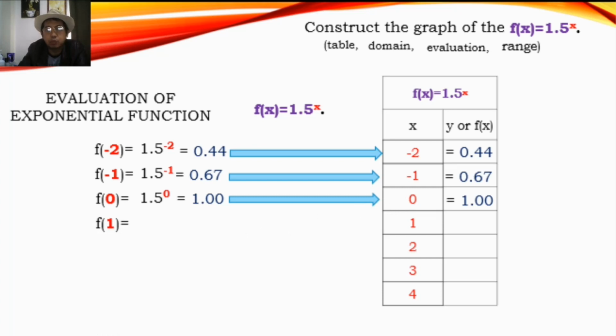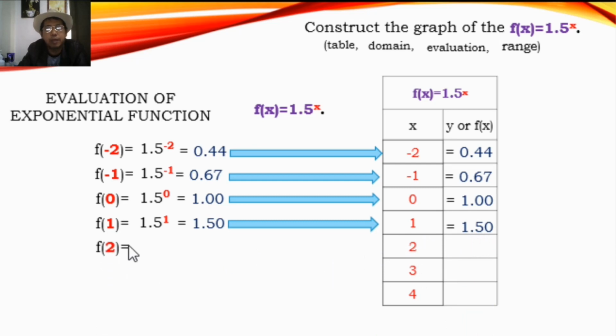The next thing that we will be looking into is, what if my x is positive 1? What would be the result? That is the same as 1.5 raised to 1. As we have said in the exponential law, any number raised to 1 will always be the number. So what would be my point? My point is located at (1, 1.5).